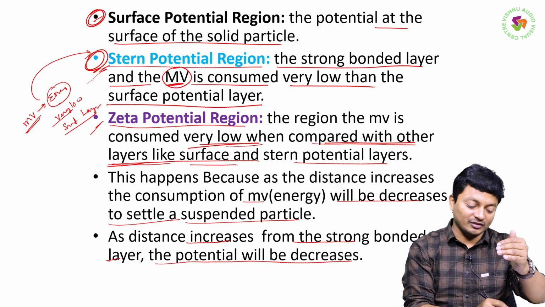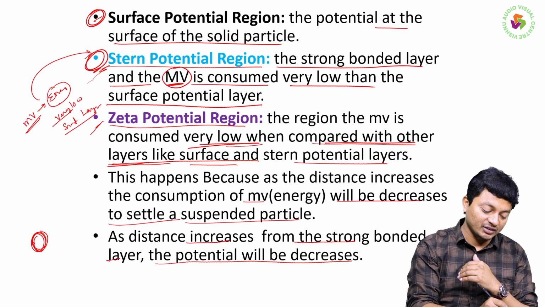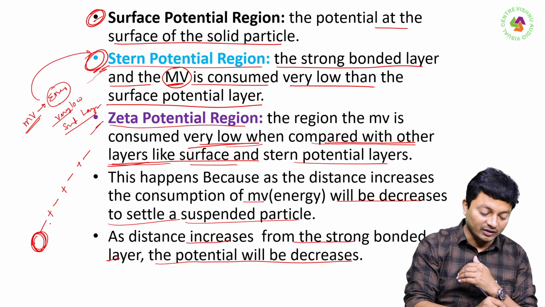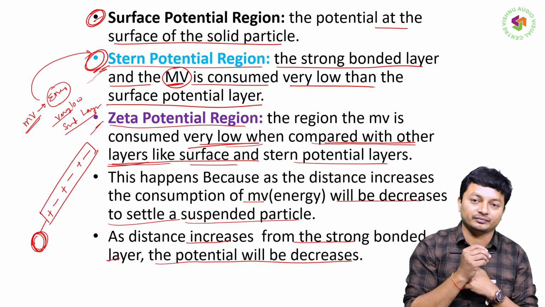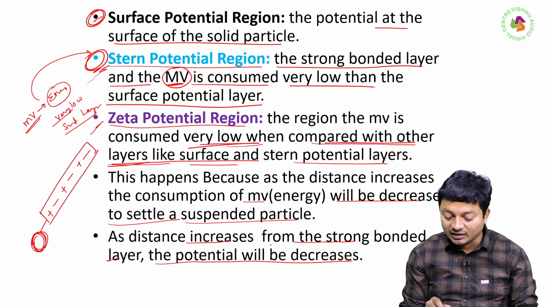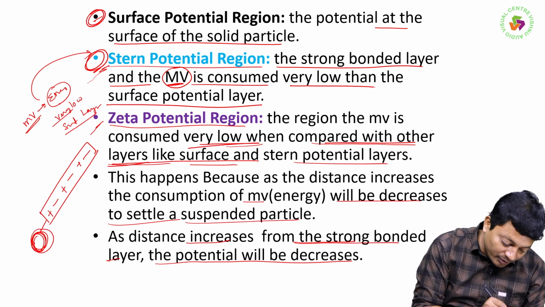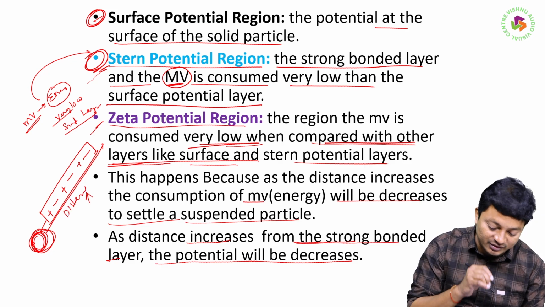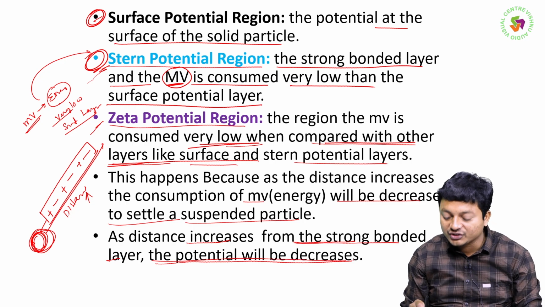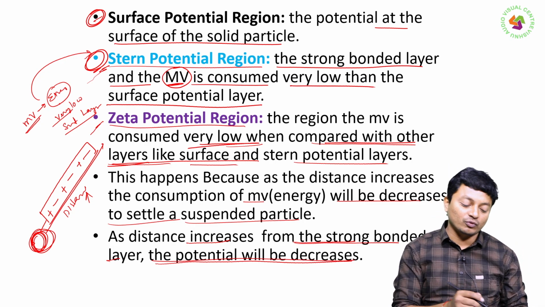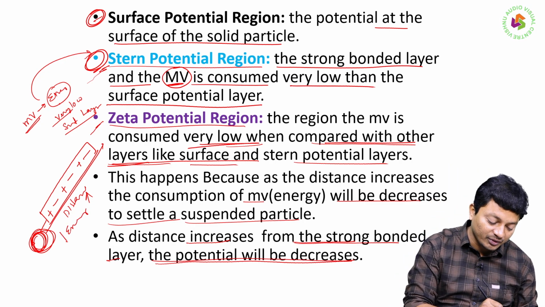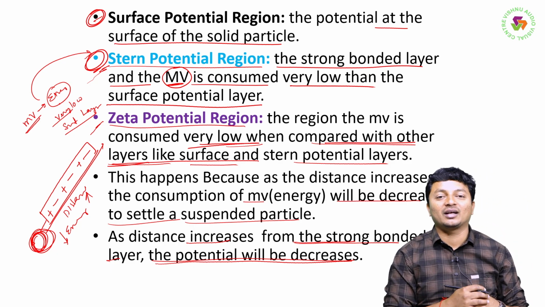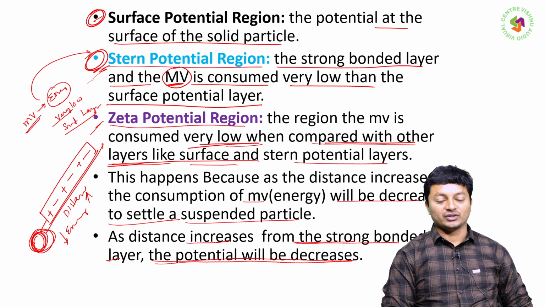So from this negative charge, positive, negative, positive, negative, positive, negative. That means the distance is increasing. That is what the statement says: as the distance increases from the strongly bonded layer, the potential will decrease. Potential means energy, so the energy will decrease. This will be the conclusion of the zeta potential.